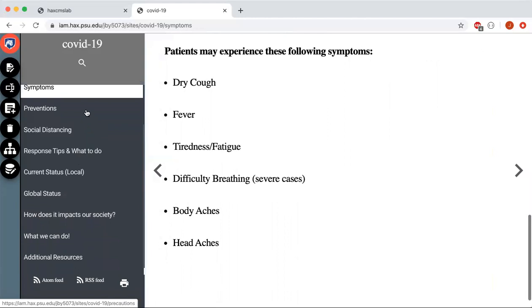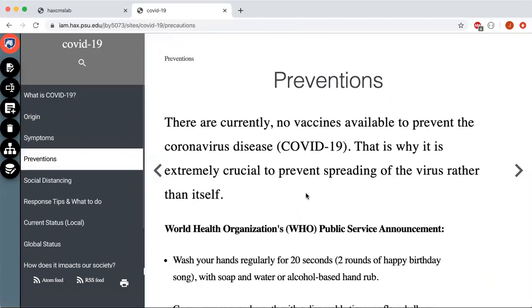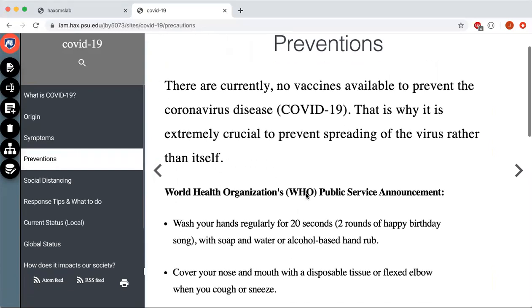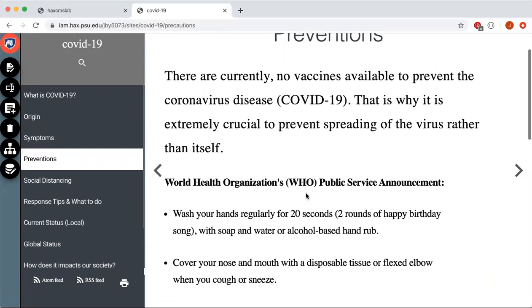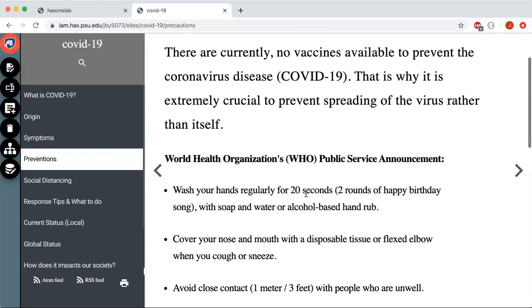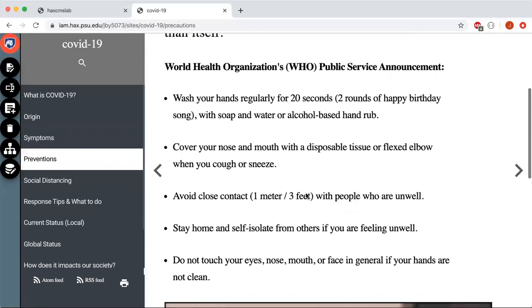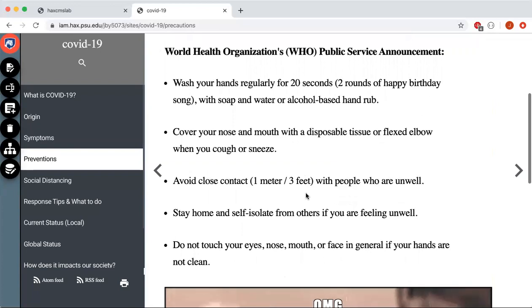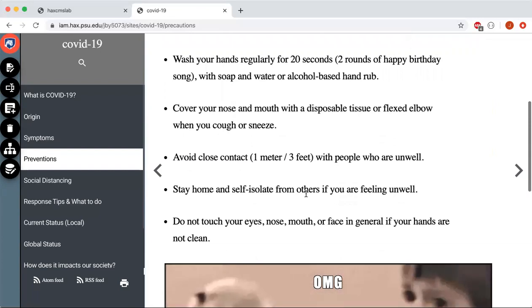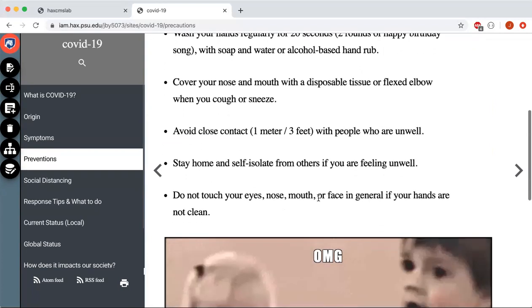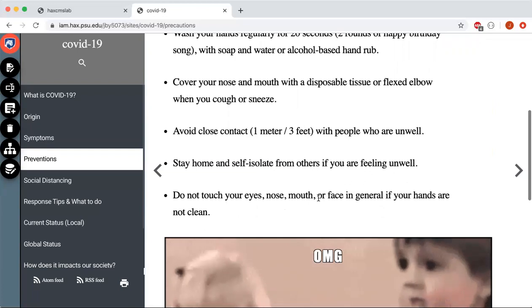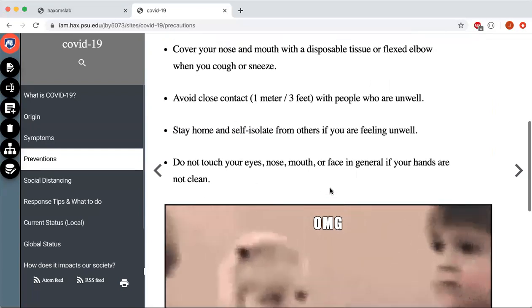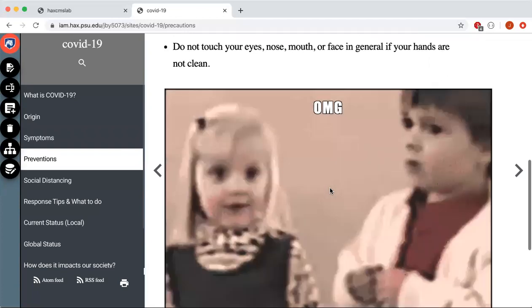And then we can go on to how we can prevent the coronavirus. There are currently no vaccines available, and that is why it's extremely crucial to prevent the spreading of the virus. The WHO has published a public service announcement to wash your hands regularly, cover your nose and mouth while sneezing or coughing, avoid contact with other humans, and try to stay home and self-isolate from others if you're feeling unwell. Don't touch your eyes, nose, mouth, etc.